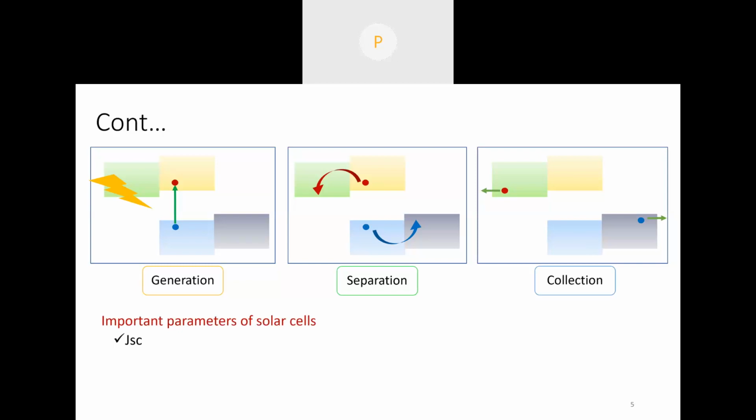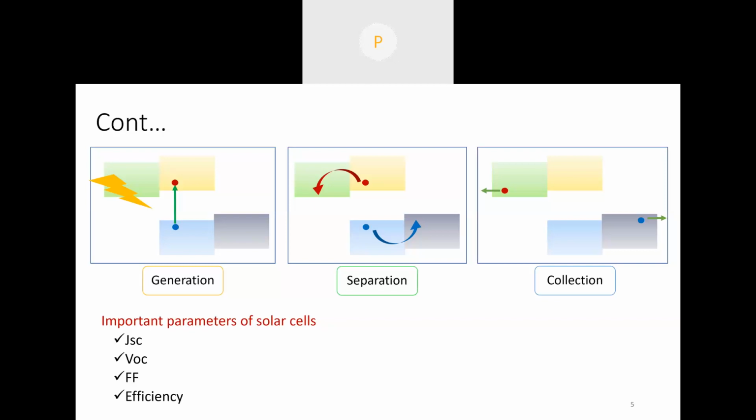Now, how to identify that our solar cell is working properly or not? So there are few important parameters for any solar cell. JSC, next, VOC, fill factor, and efficiency. So JSC is short circuit current. This is short circuit current density.